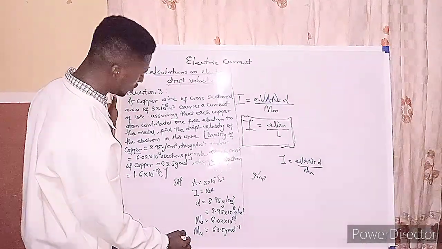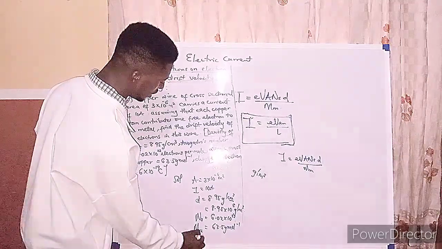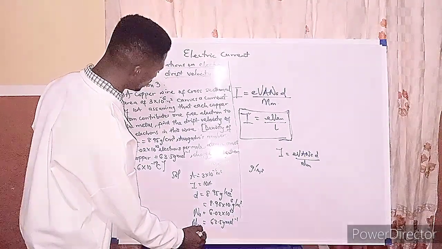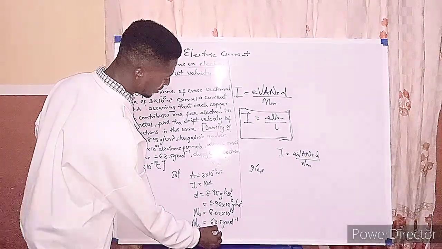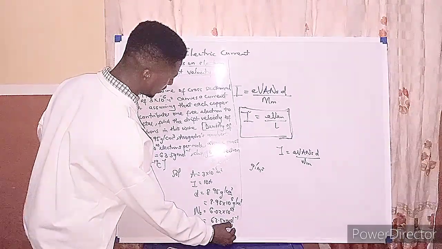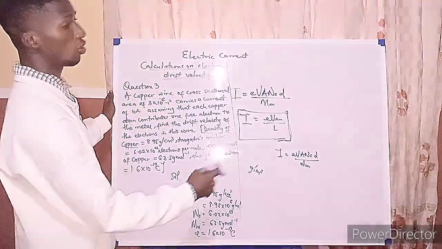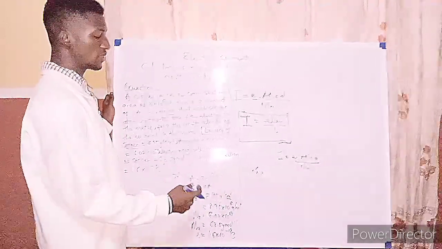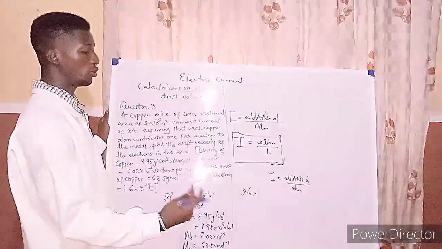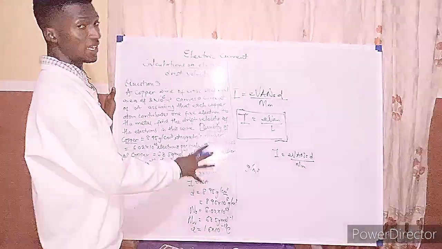The charge of electron, which is E, is said to be 1.6 times 10 to the power minus 19. Assuming it's not stated, you just use 1.602 times 10 to the power minus 19 as you always do. Now it's stated in the parameters.